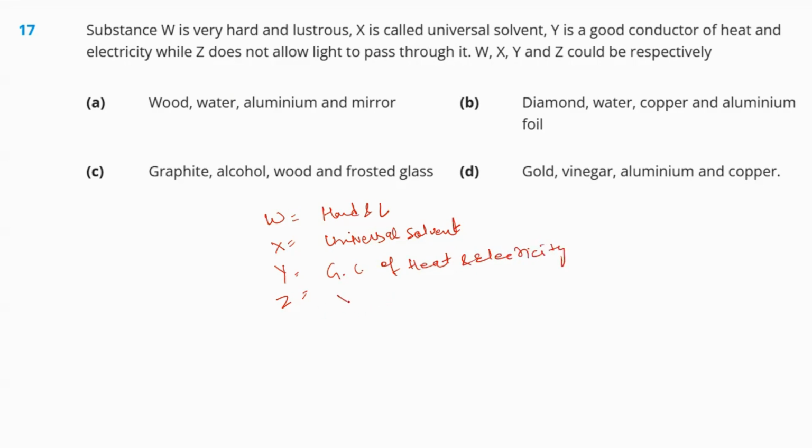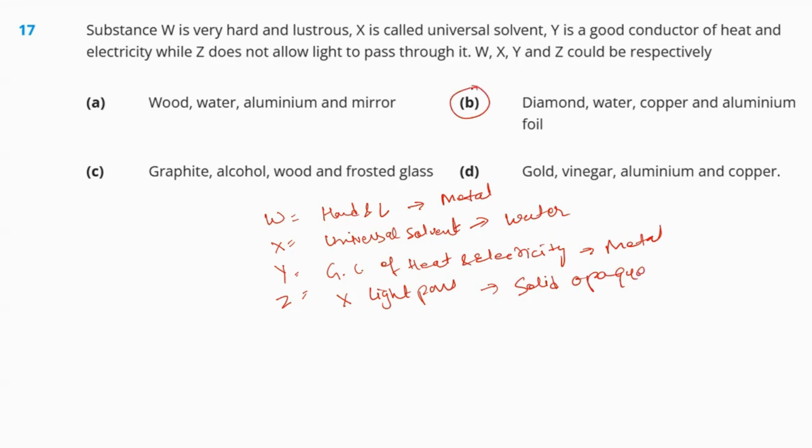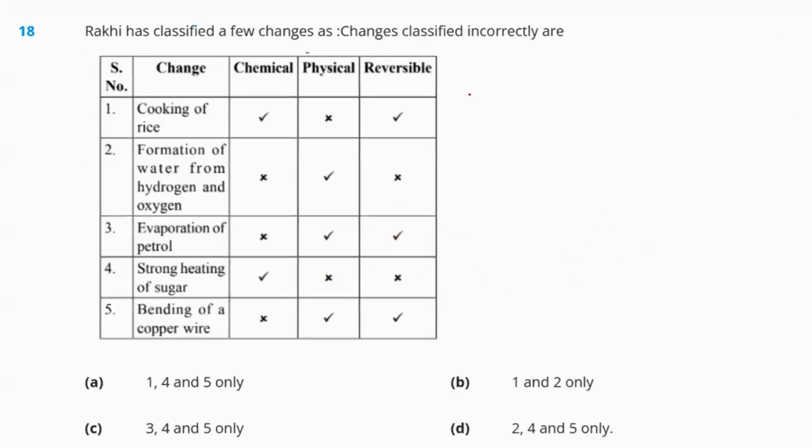Z does not allow light to pass through it. Right? So what is hard and lustrous? Metals. Universal solvent, water. Good conductors of heat and electricity, metal. Light will not be allowed to pass through it, solid, opaque. Okay, if we see that, option number B would be our correct answer.